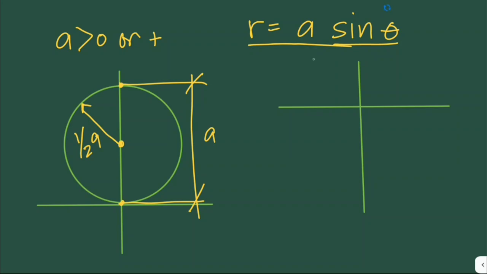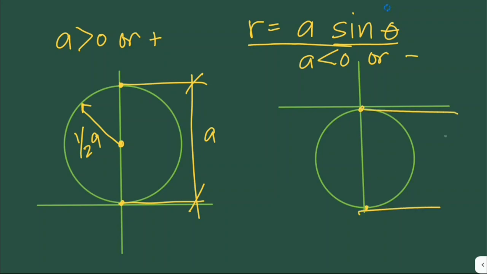How about if A is less than zero, or negative? Then our circle faces downwards. Again, from this point to here is equivalent to A, which is also the diameter of the circle. And from the center to any point of the circle is one half of A, or the radius of the circle.